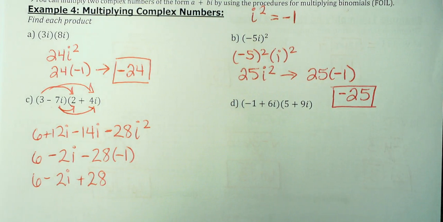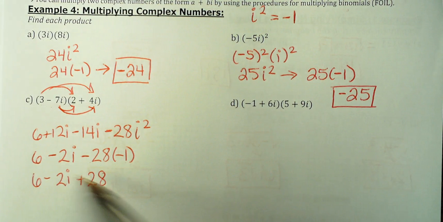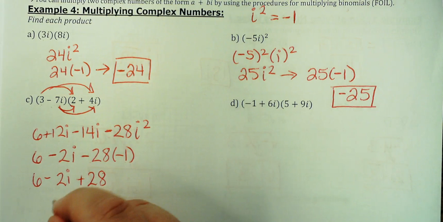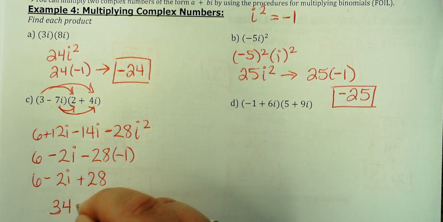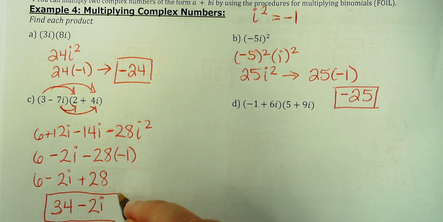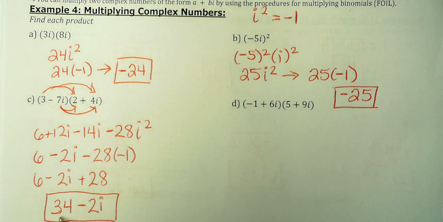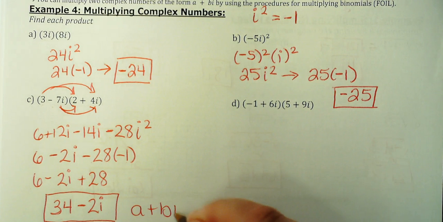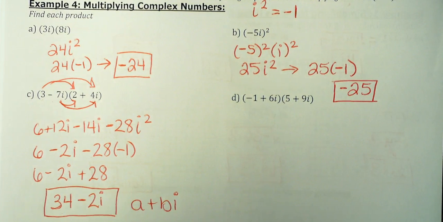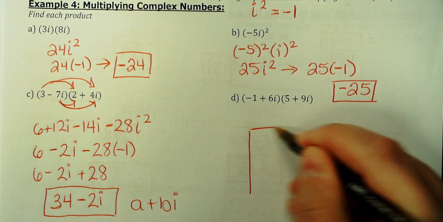Now, we're still going to have an imaginary part here, but I can put the 6 and the 28 together. Both of these are positive, so this is going to turn out to be 34 minus 2i. And just when you have these questions, the real part should be written first, and the imaginary part should be written second, in that a plus bi format like we had on the front, so just keep that in mind.